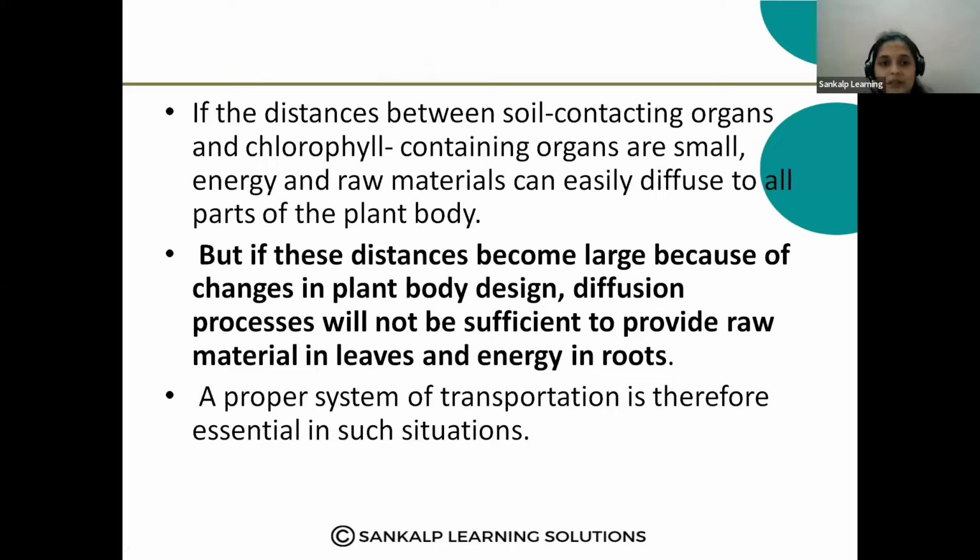So there are two cases. In the first case, the distance between the soil-contacting organ, that is the root, and the chlorophyll-containing organ, that is the leaf, is small. If the distance between the root and the leaf is very small, meaning a very small plant, then the transport of water and minerals takes place by the diffusion process.